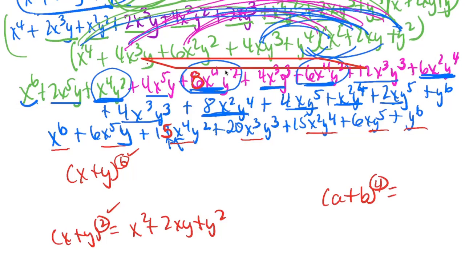Some things that we notice is our exponents. 5 and 1 add up to 6. 4 and 2 add up to 6. 3 and 3 add up to 6. 2 and 4 add up to 6. 1 and 5 add up to 6. So our exponents add up to this 6 right here.